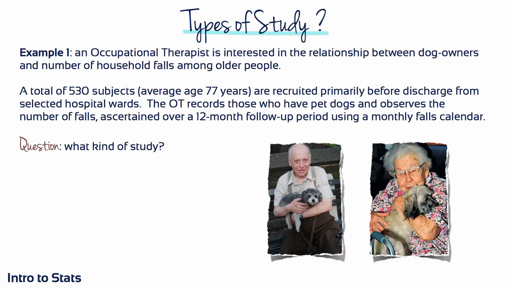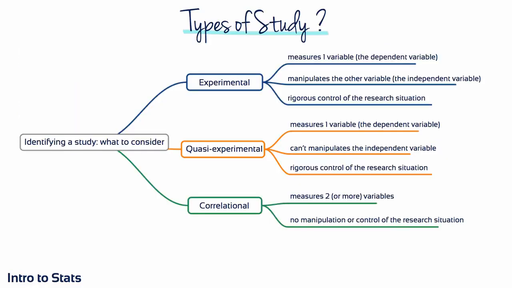Example 1. An occupational therapist is interested in the relationship between dog owners and number of household falls among older people. A total of 530 subjects with an average age of 77 years are recruited primarily before discharge from selected hospital wards. The OT records those who have pet dogs and observes the number of falls, ascertained over a 12-month follow-up period using a monthly falls calendar. What kind of study is this?